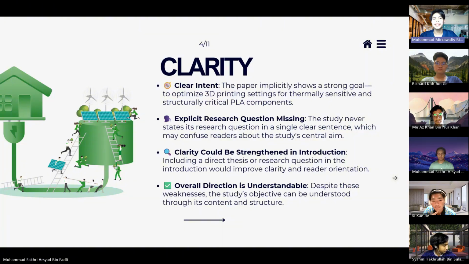The study never states its research question in a single clear sentence, which may confuse its readers about the study's central aim. The clarity could be strengthened in the introduction by including a direct thesis or research question, which would overall improve the reader's orientation. But overall, the direction is pretty understandable for the readers; even with this weakness, the study objective can be understood throughout the content and structure.